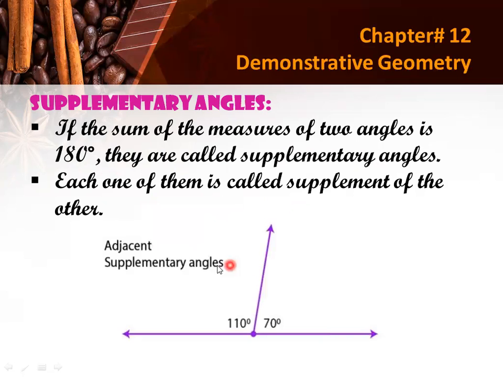Now, let's consider this figure. Here you can see that there are two angles. This is angle 1 which equals 110 degrees, and this is angle 2 which equals 70 degrees. The sum of both angles must be equal to 180 degrees. So you will say that these are adjacent supplementary angles. Why adjacent? Because they share a common arm and a common vertex. So these two angles are supplementary, and the supplement of 110 is 70 and the supplement of 70 is 110.